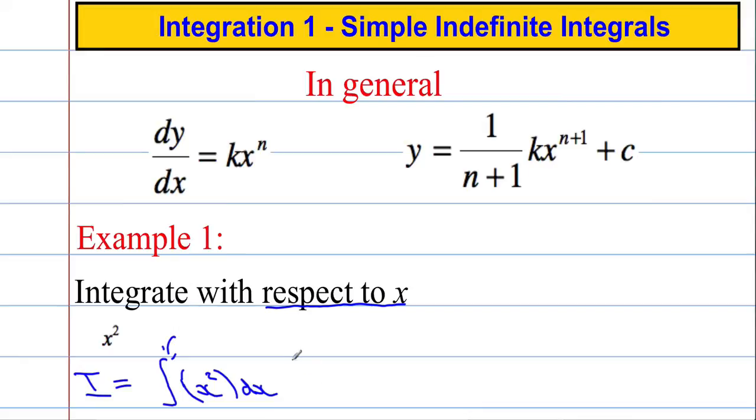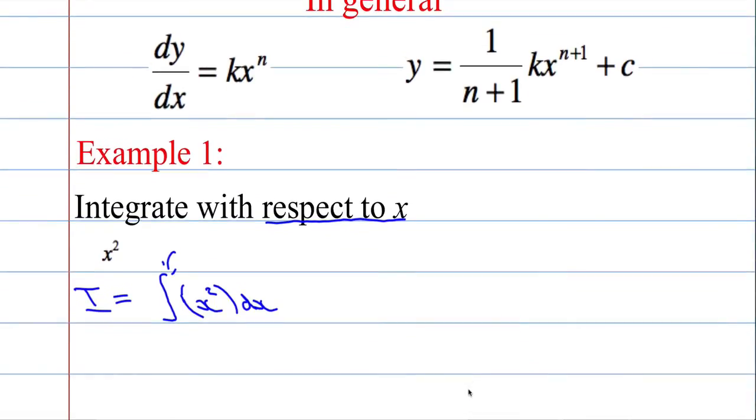So let's apply the formula. That's going to be equal to, now, what does the rule tell me to do? I'm going to increase the power by 1. So let's increase this power by 1, which will give me a 3. And then multiply by 1 over n plus 1. So multiply by 1 over that new power. So 1 over 3.